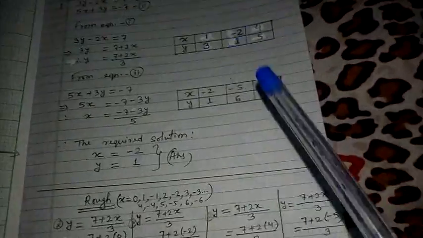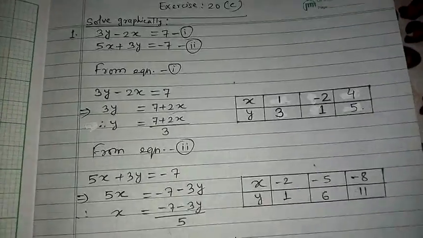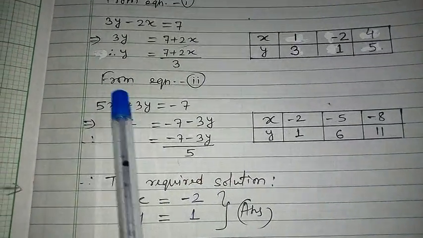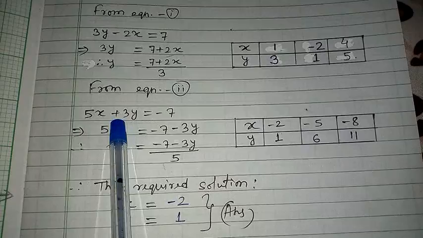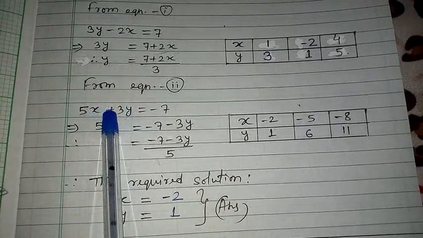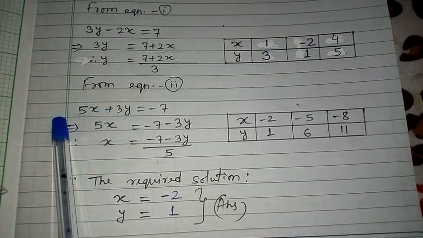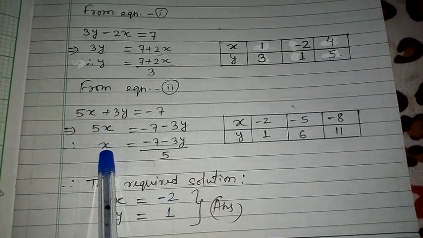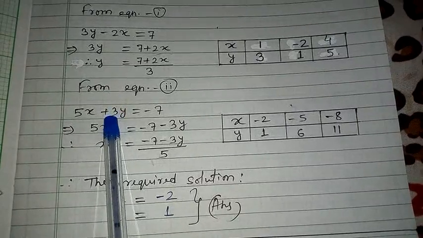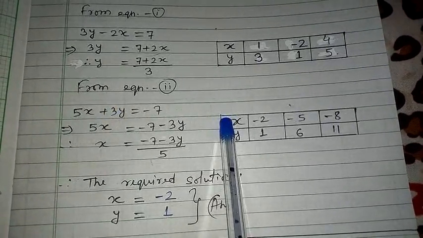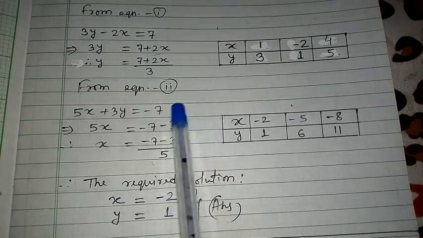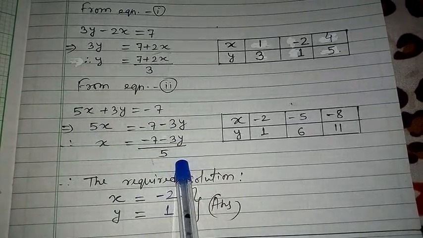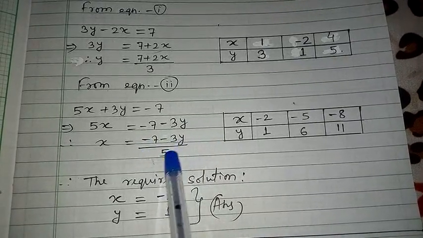So first of all I will again complete equation 2 also. In equation 2 we have 5x plus 3y equal to minus 7. From equation 2 I wrote the same thing. This time you can see y is in positive form and x also is in positive form. So this time I have planned to make the x variable alone on the left side. So I am pushing this plus 3y to the other side. I got minus 3y. So now I have minus 7 minus 3y, and x equal to that divided by 5, so divide minus 7 minus 3y by 5.